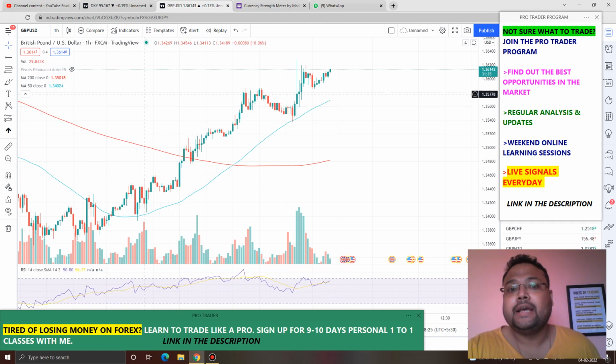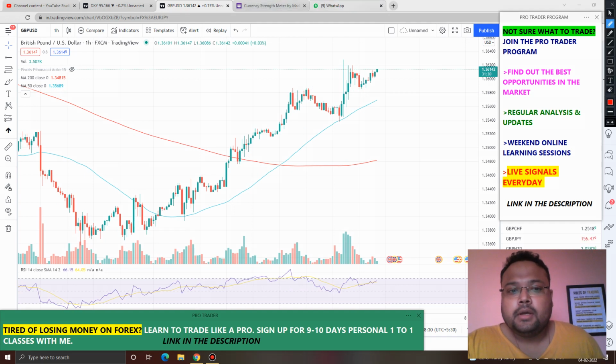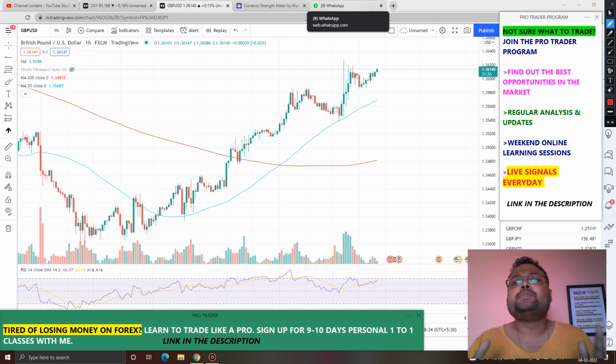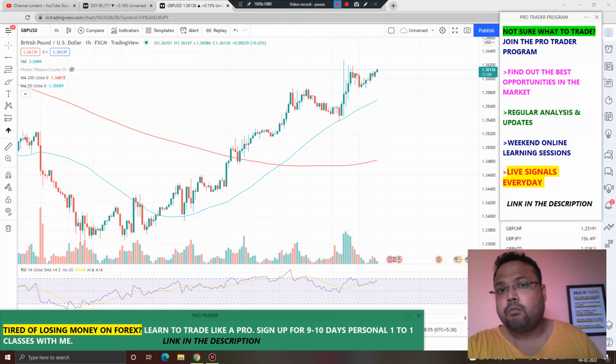I was looking for an entry, so I got my entry at the 50 moving average here. From my personal experience, I have seen that the 50 moving average really works well in the forex market. Especially, it's a good combo with the 4 hour chart. But in the 1 hour chart, you can see that the 50 moving average is acting as a dynamic support to the market. So if you already have an ongoing buy position, then I say continue with the buy position. No need to do anything.